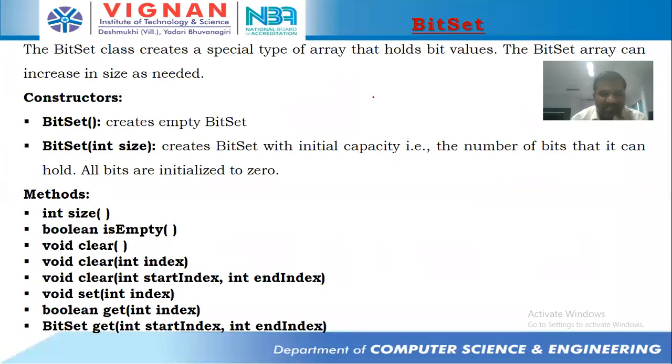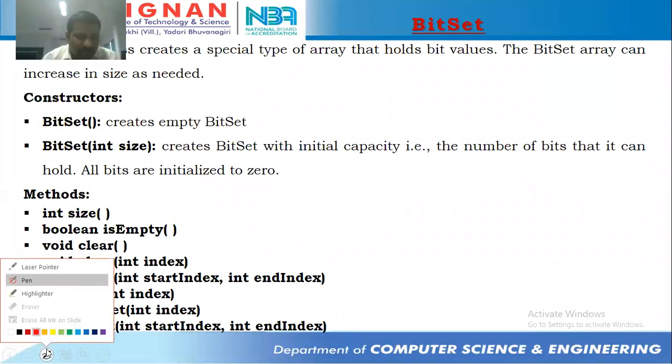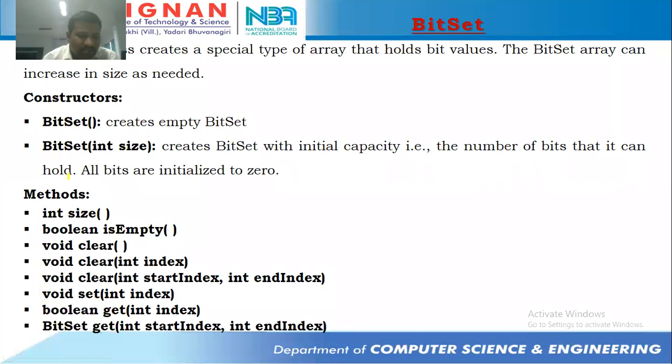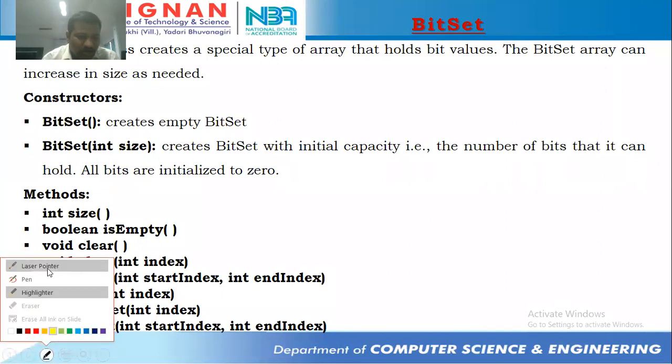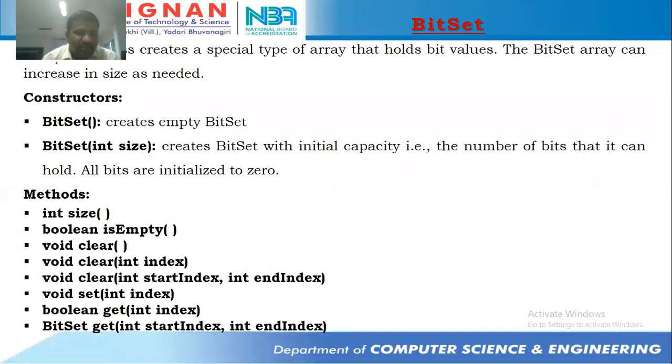Right. So next thing is bit set. This is also something we are not going to use much. But if you want to create an array of bits, then we can go with this bit set class. Bit set class creates a special type of array that holds bit values. The bit set array can increase in size as needed. And we can create this bit set object directly.